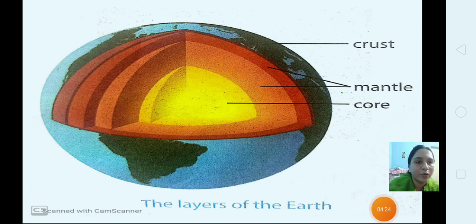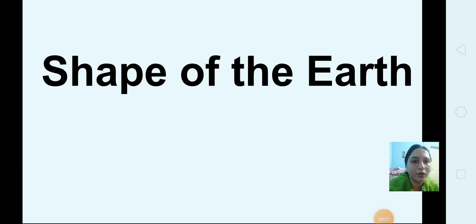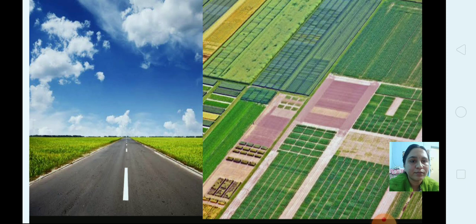So children, today we are going to learn about the shape of the earth. So let's start. Everything is so flat around us, right? If you see the road, it is so flat, right? And the croplands are also flat. The sea is also more or less flat. It looks flat.